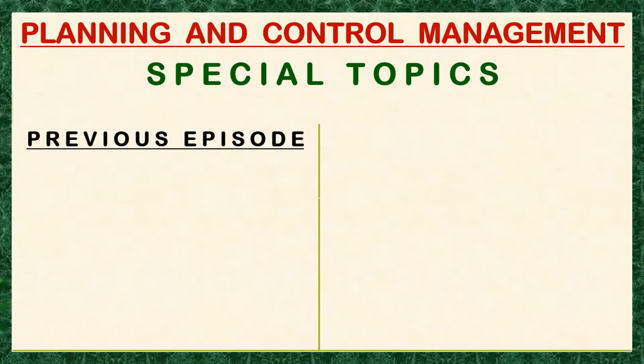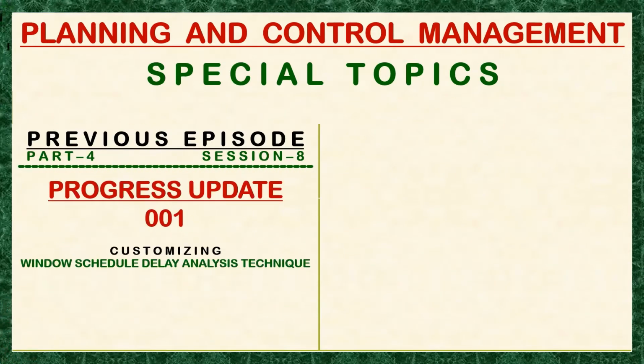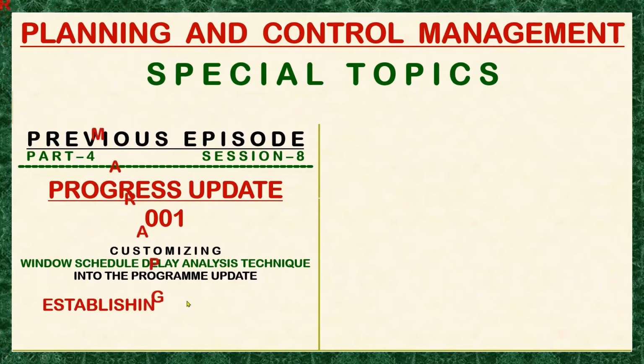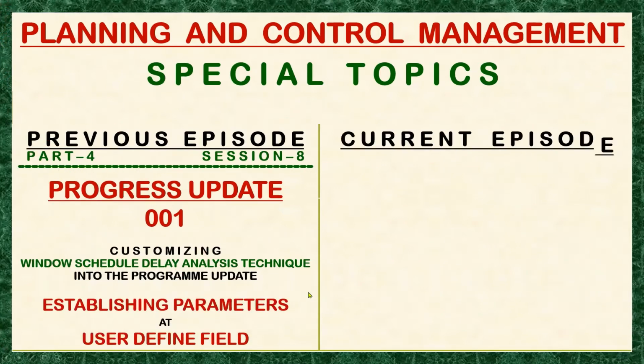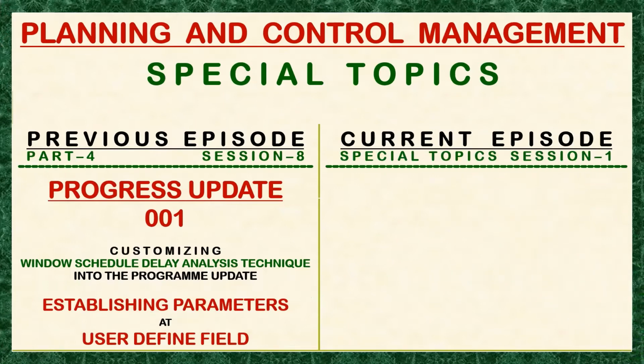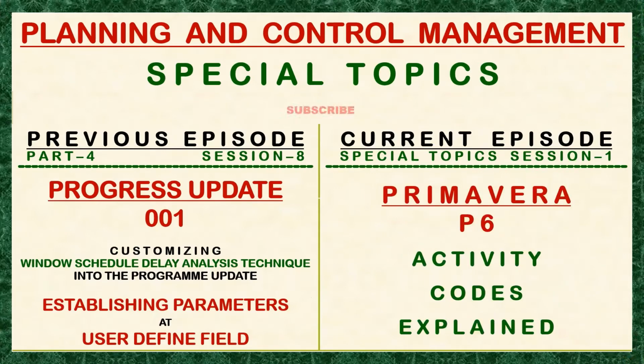Okay. Our previous episode was part 4, session 8, a progress update 001, customizing Windows schedule daily analysis technique into the program update by establishing parameters at user-defined field. And our current episode for today is special topic session 1. Of course, this is our first session regarding the special topics. So this is about the Primavera P6 activity codes explained.